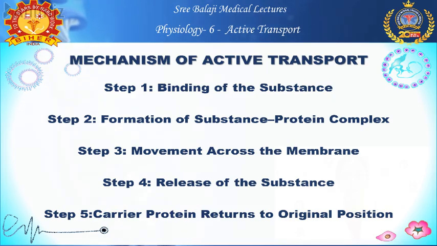Here formation of the substance-protein complex is going to happen. Once the substance binds, the carrier protein undergoes a structural change. This change in shape is very important. Why? Because it allows the complex to move across the cell membrane. In active transport, this change usually requires energy from ATP.